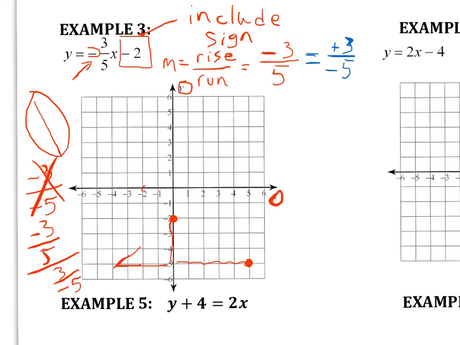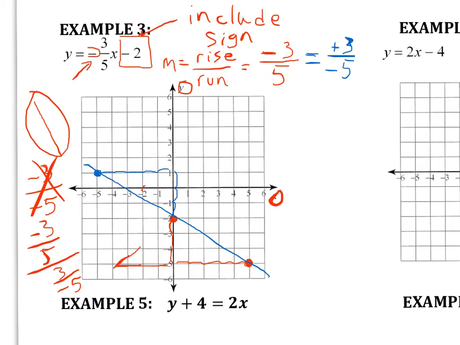So my rise is +3. Positive means go up. So I'm going to go up 1, 2, 3. And my run is -5. So I'm going to go left 5. 1, 2, 3, 4, 5. Boom, there's my point. I can't go any further because I'll be off the graph, so now I'm just going to connect these.